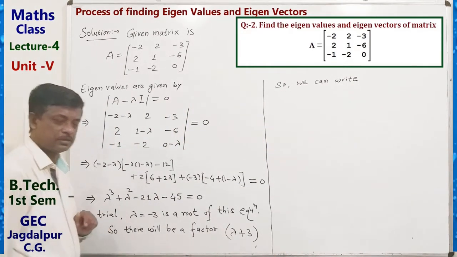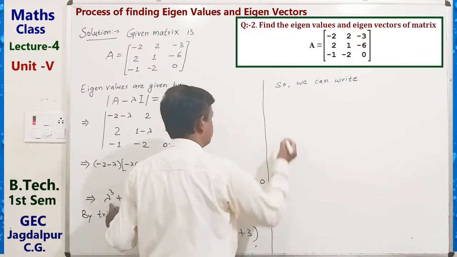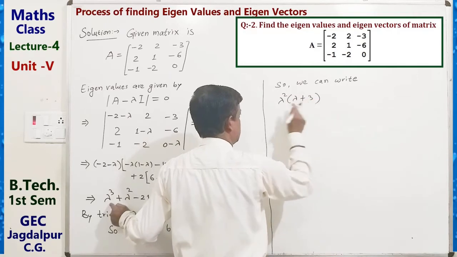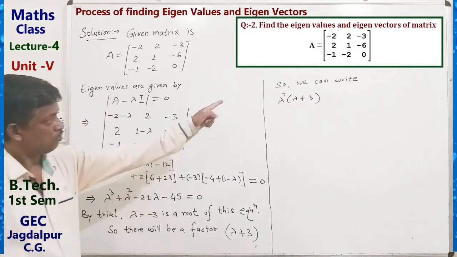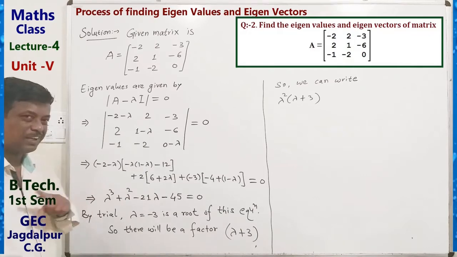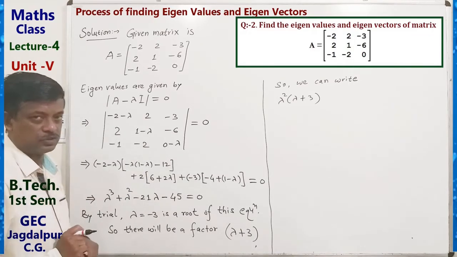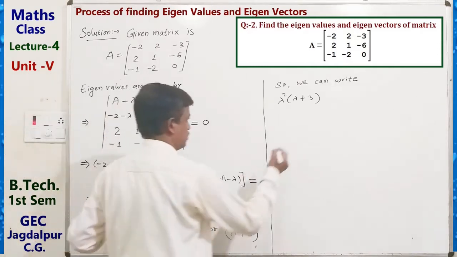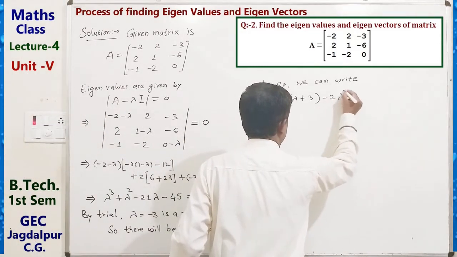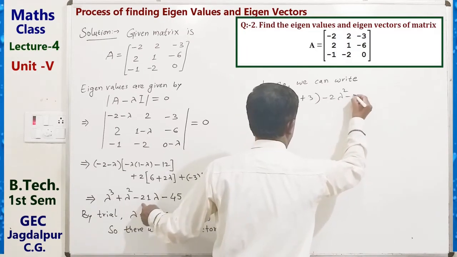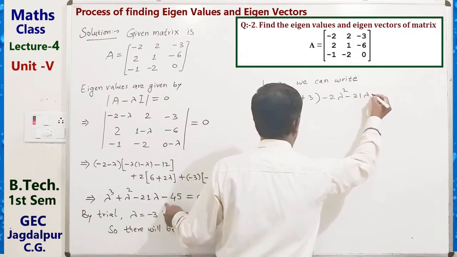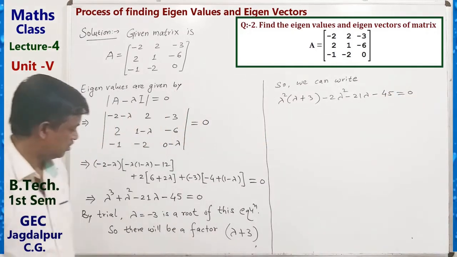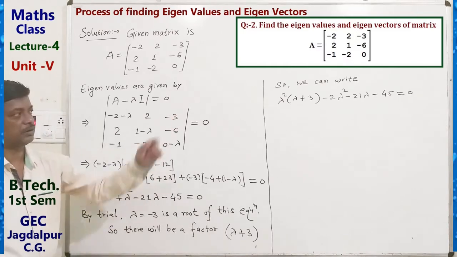Now this lambda plus 3, no? So lambda square, lambda plus 3, lambda cube plus 3 lambda square. So minus 3 lambda square minus 3 lambda square plus lambda square minus 2 lambda square. So minus 2 lambda square minus 21 lambda minus 40. Just try to write every term in factorized form.